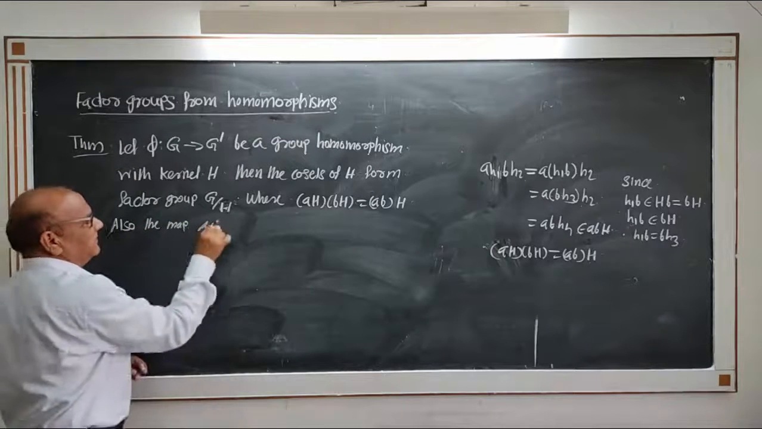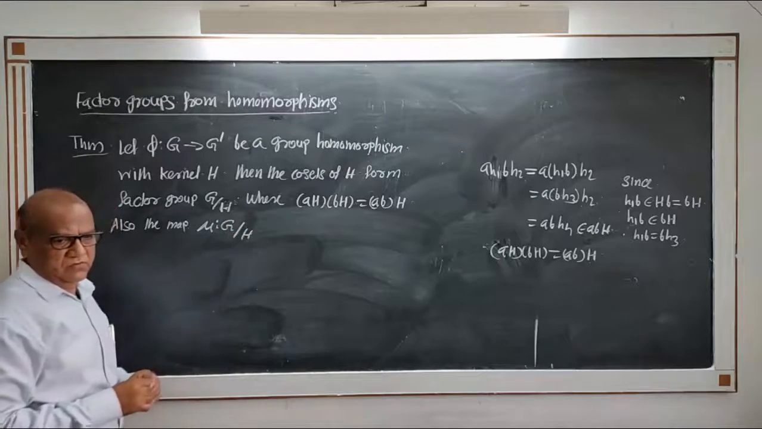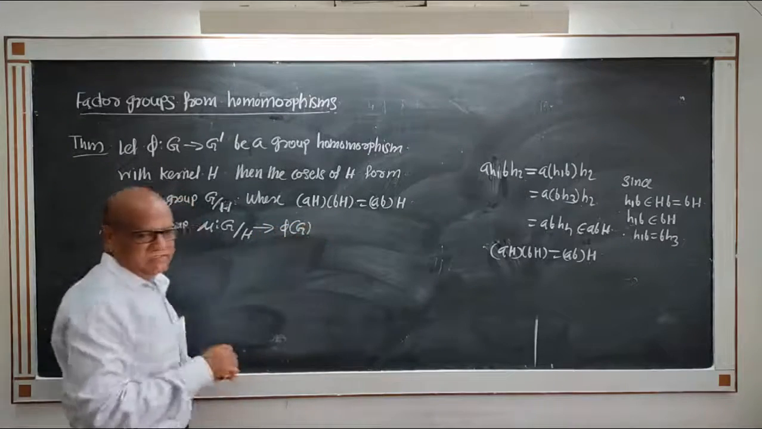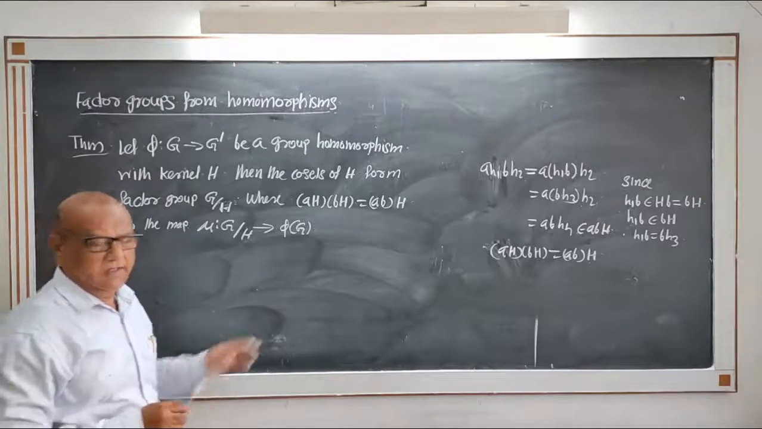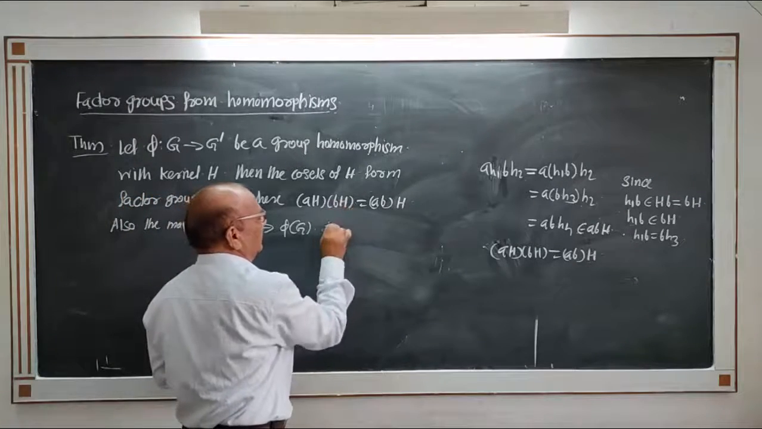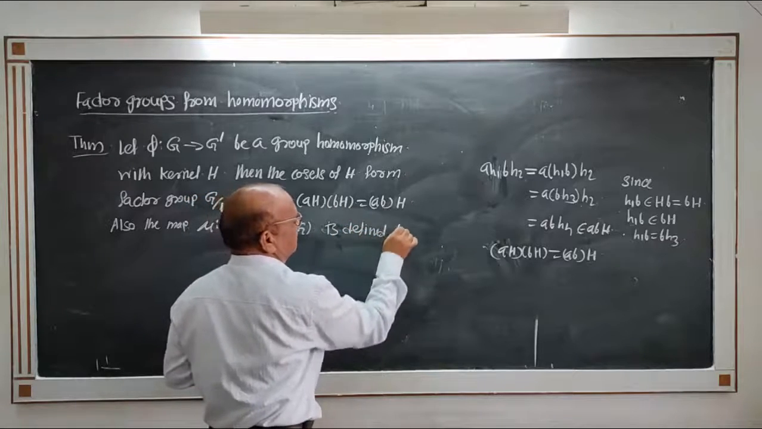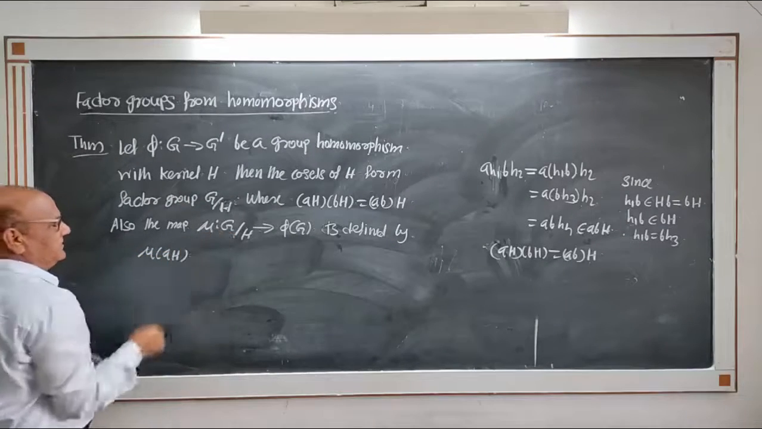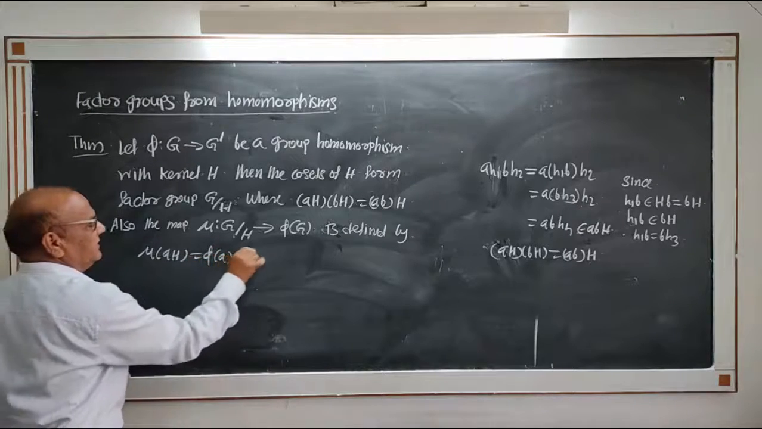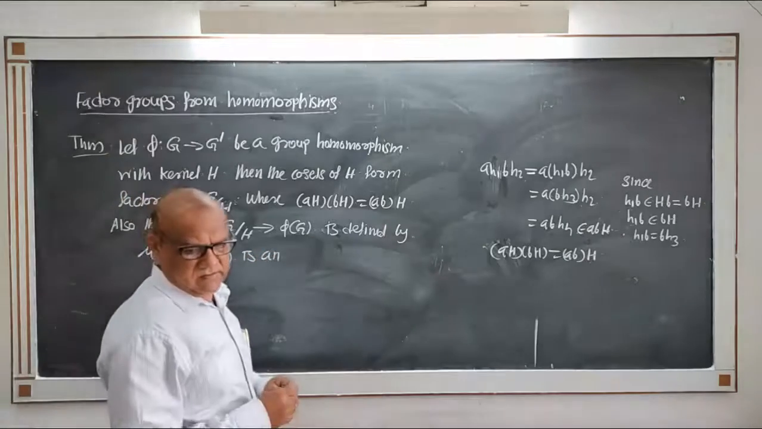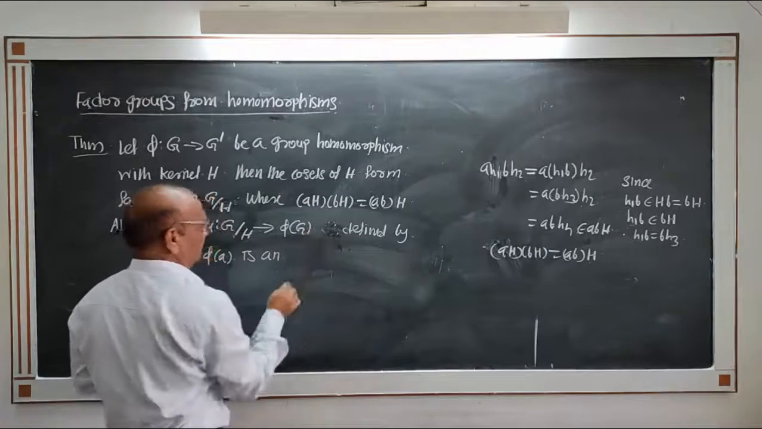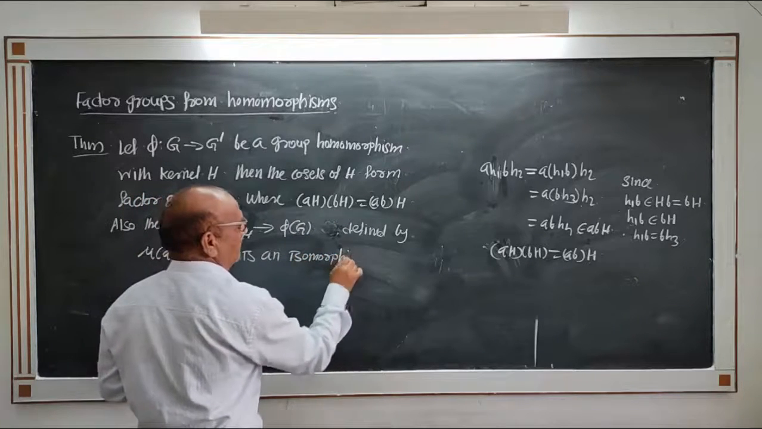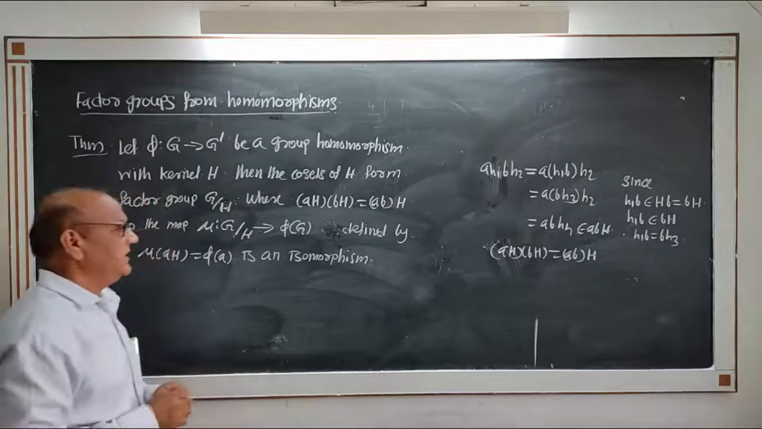Also the map mu from G by H to phi of G is an isomorphism, defined by mu of aH equal to phi of a. This map is an isomorphism.